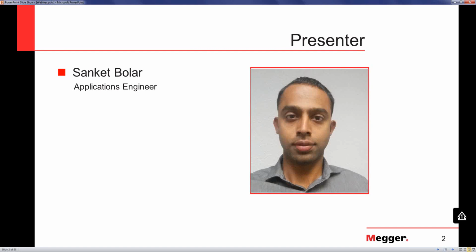In today's presentation, we're going to start off with what is a transformer. Then we're going to list the field tests done on a transformer. We're going to briefly cover each test, and then eventually we're going to discuss ways and means to test a transformer by taking less time and effort.